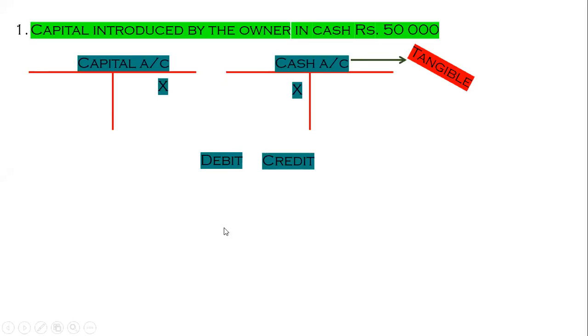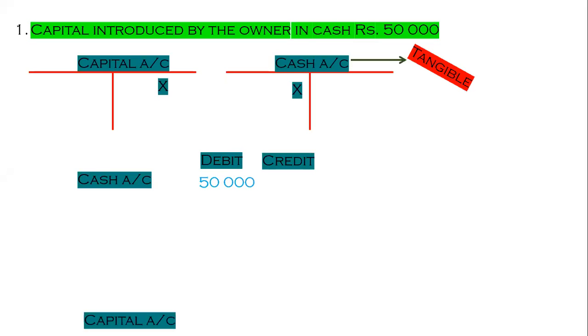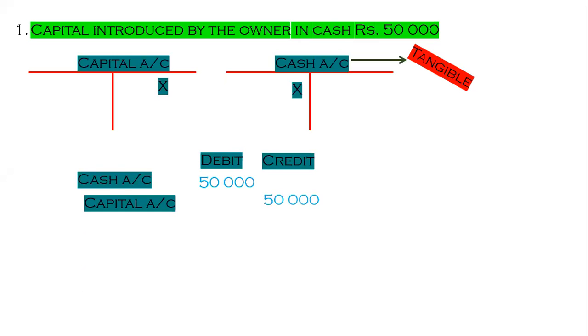So, how do we write the double entry? Cash account, debit 50,000. Capital account, credit 50,000. My dear students, when we write a double entry, you can't write comma, comma. You have to write one by one. Debit first line, credit second line.